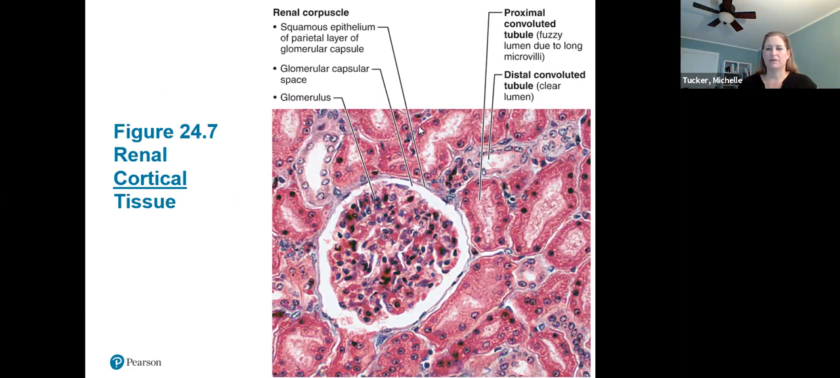This slide is one that you also should be observing in lab as well. It's set up underneath the microscope. These are the glomerulus, so the glomerular capillaries. The white part is the glomerular space. And then this layer here is the parietal layer of the glomerular capsule. So the glomerular capsule, the parietal layer is made up of this simple squamous, and it's this one.